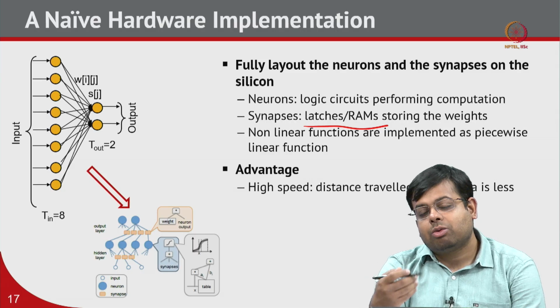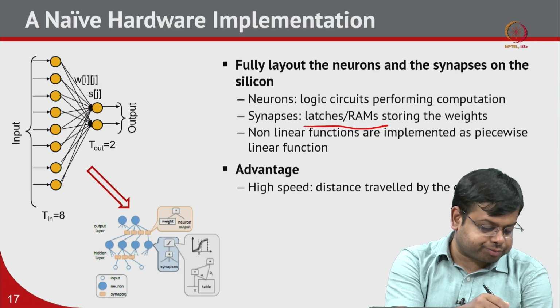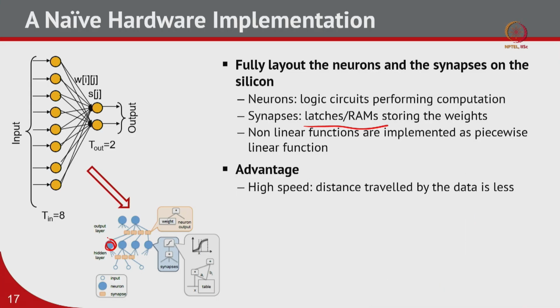So, this is the example, let us say this is the hidden layer, and whenever some input neuron is computing something in the hidden layer, the result goes to the next layer immediately. It does not go to the main memory and then come back from the main memory. So, the distance travelled by the data is less, correct. That is the advantage.